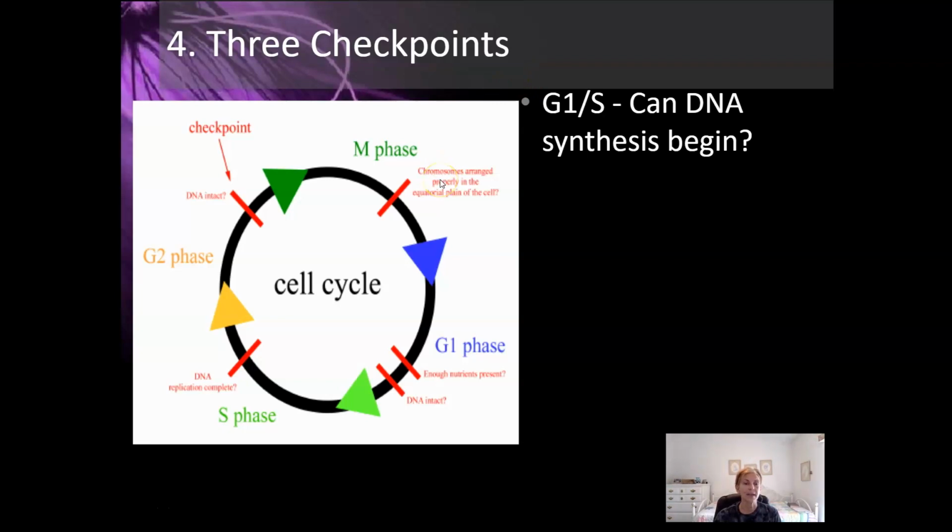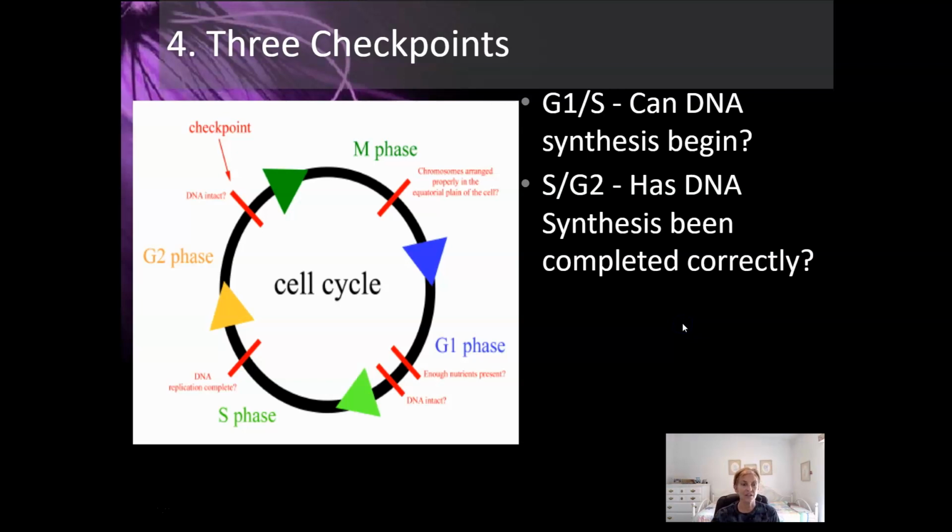So the G1 checkpoint is at the end of G1. If DNA is intact and all things are good, DNA replication can occur. DNA synthesis occurs during the S phase. Remember, S is for synthesis. That means to build. The S checkpoint here just before G2 is going to check and make sure all of that replication occurred correctly and that the DNA is in good shape.